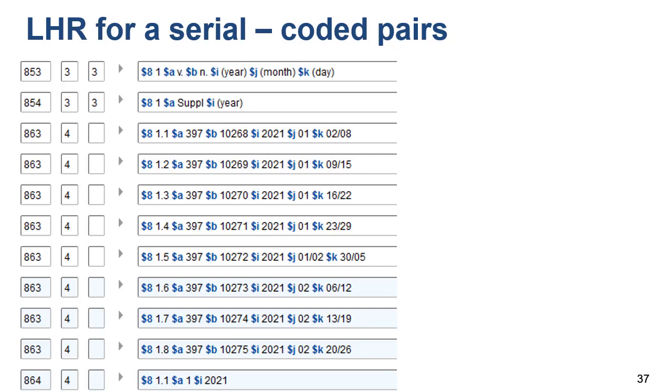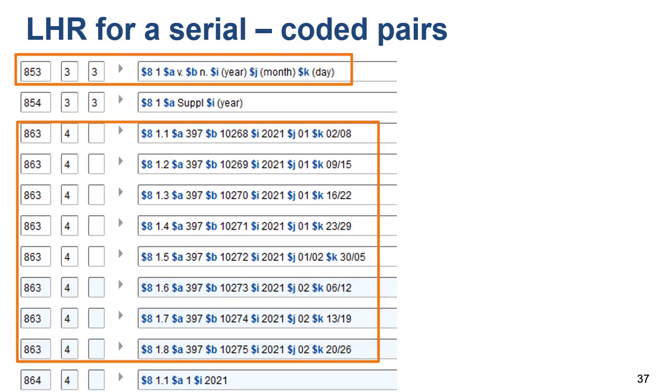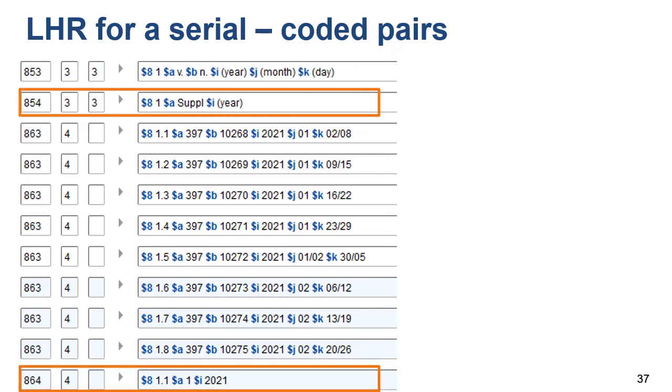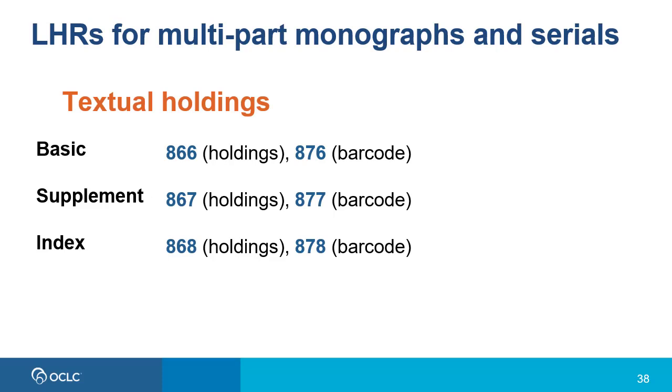and chronology. The coded pairs 853 with several 863s are used to record the detailed holdings of the issues. Note there is also an 854 for captions for a supplement, and there is an 864 for the actual values for that supplement.